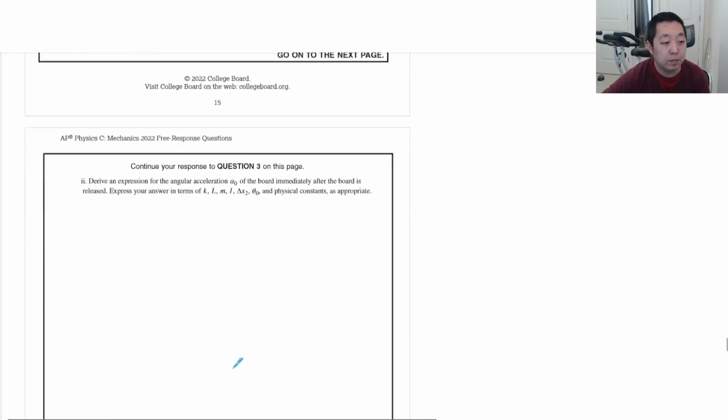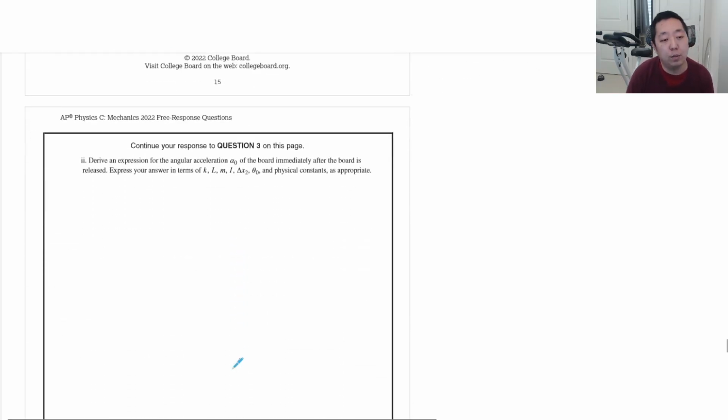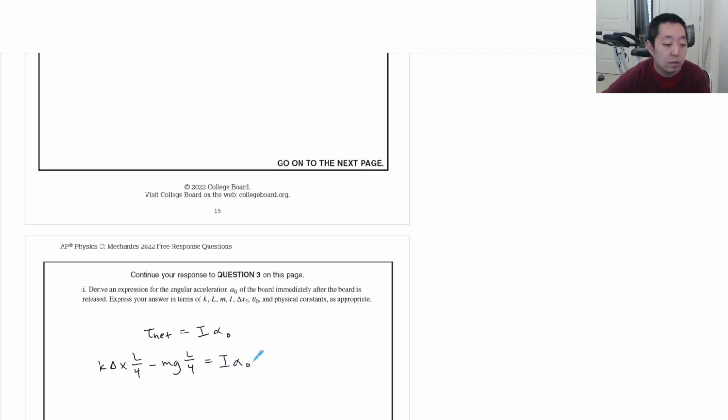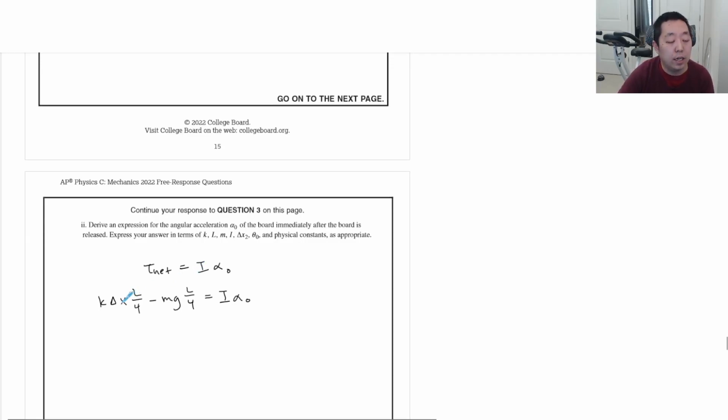Derive an expression for alpha 0 of the board immediately after the board is released. So this one I kind of already did. You have your net torque equals I alpha, or alpha 0 in this case. The net torque would be K delta X minus mg from our free body, or K delta X, oops, I forgot the R. So that's L over 4 minus mg L over 4 is equal to I alpha 0. And this is K delta X2, right? That's how much we stretched it.